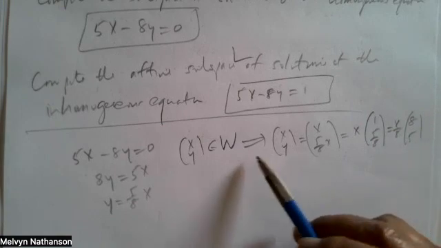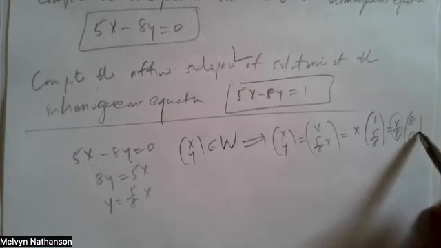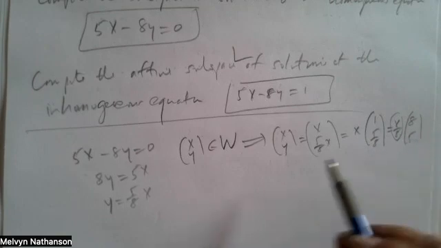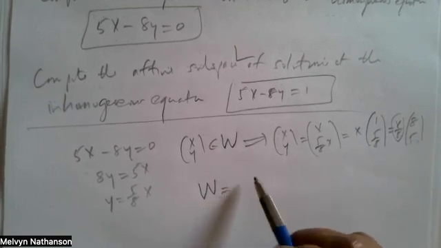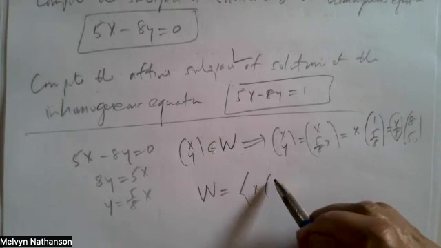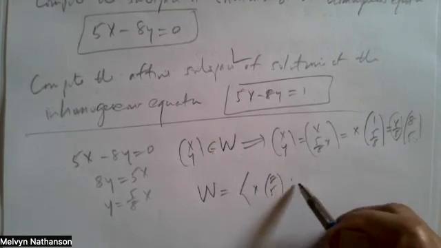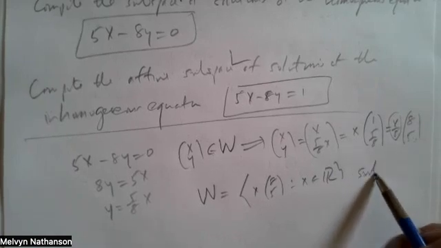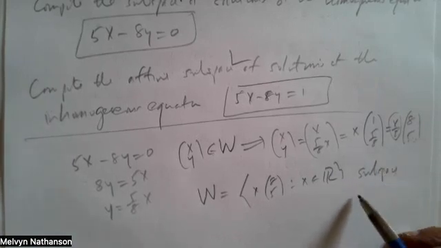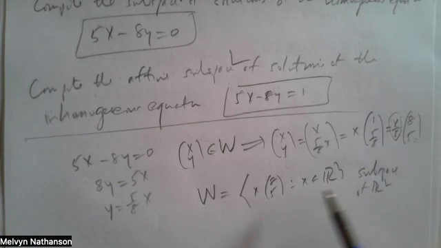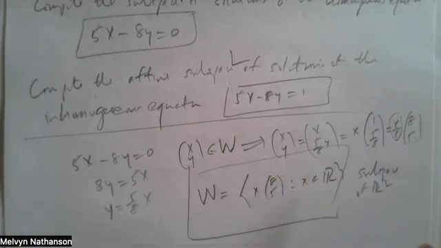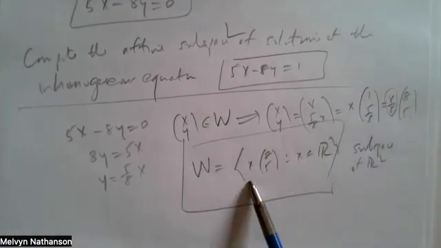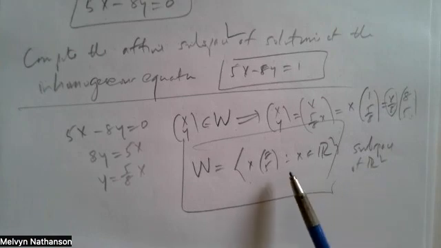So every vector in W is some scalar multiple of the vector (8, 5). So I can write W as the set of all scalar multiples of the vector (8, 5) for any x in R. So this is a subspace of R2. That's what W looks like. That's the solution space of the homogeneous equation.